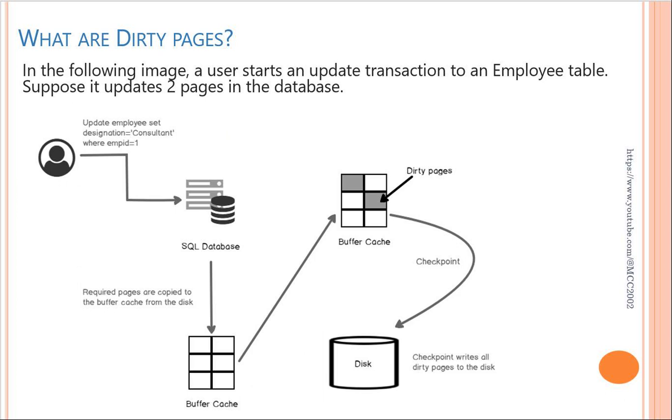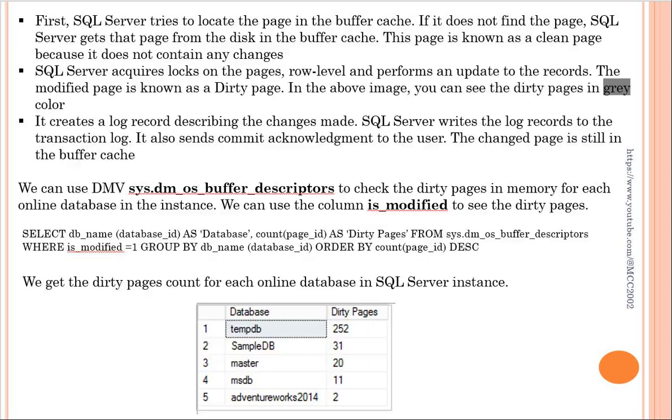Now, how can you monitor or manage these things? SQL Server tries to locate the page in the buffer cache. If it does not find the page, SQL Server gets the page from the disk into the buffer cache. This page is known as a clean page because it does not contain any changes or modifications. Now SQL Server acquires a lock on that page that came from the disk into memory, performs the update at row level, and updates the records. The modified page is known as a dirty page.